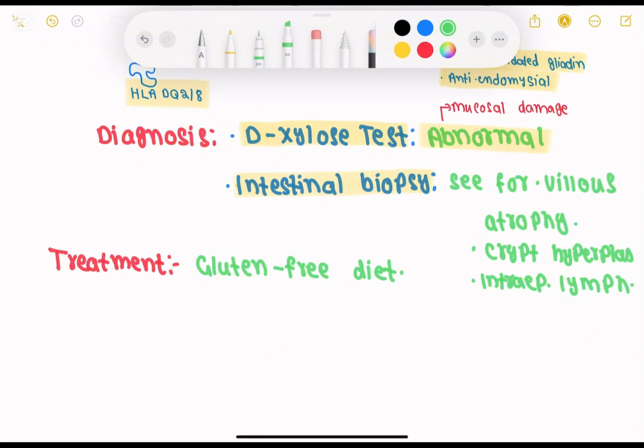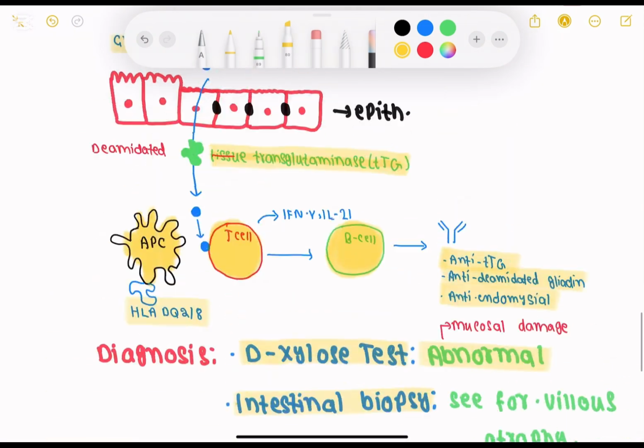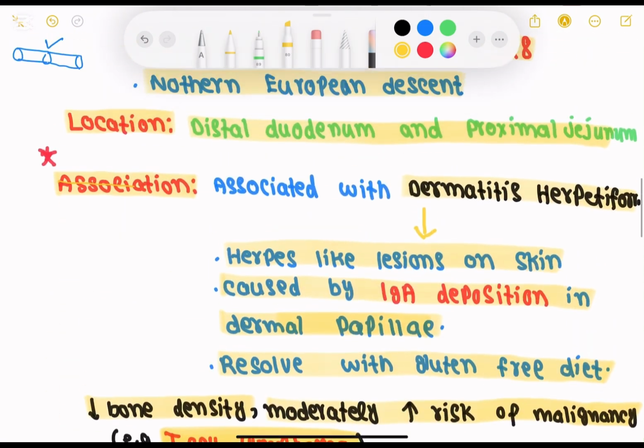And now let's come to the treatment. We know that celiac disease is mainly caused by gliadin. So if we use food that does not contain gliadin or gluten, this is the basic treatment. A gluten-free diet is the treatment for celiac disease. So this is all about celiac disease. Hope you understand this.